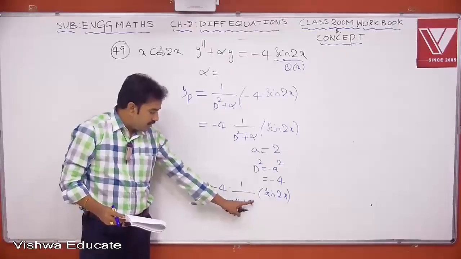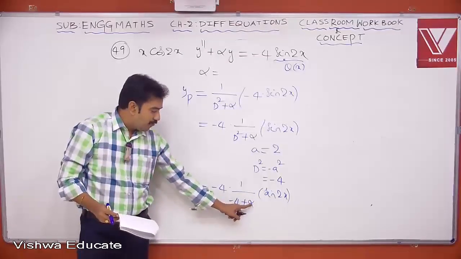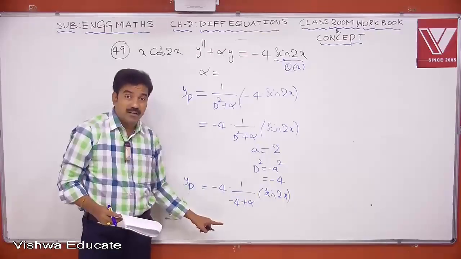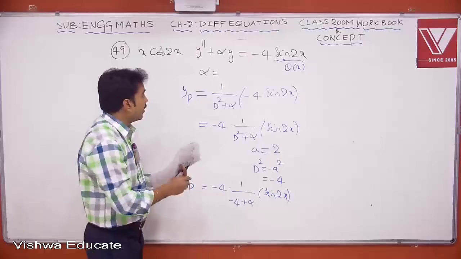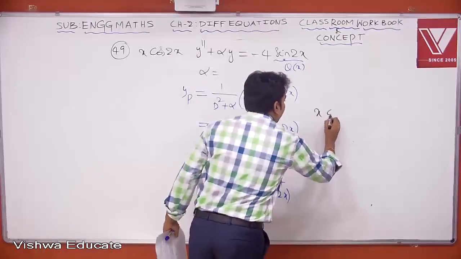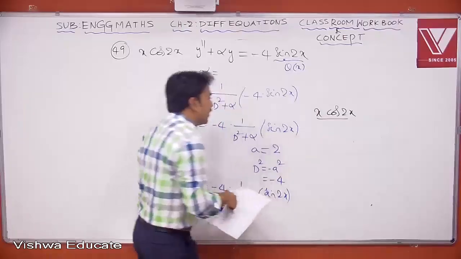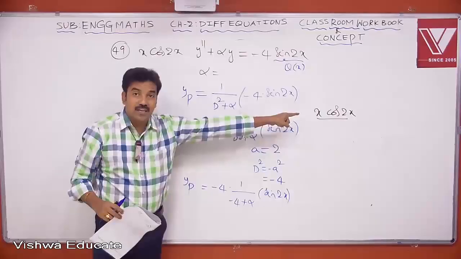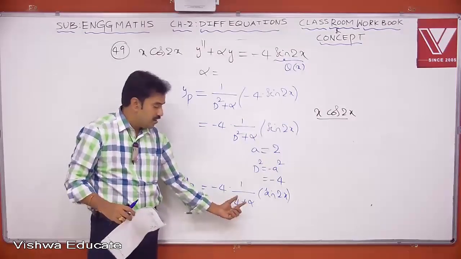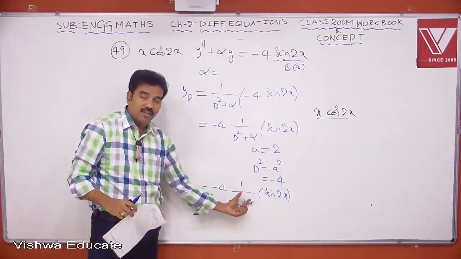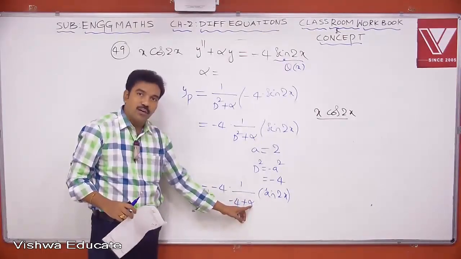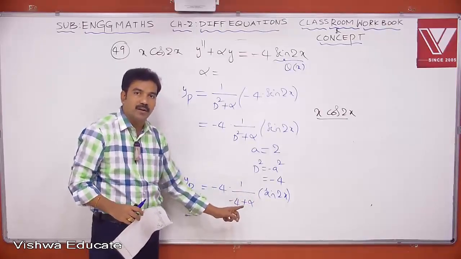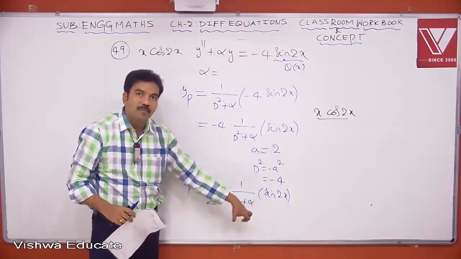Now let us see, here the denominator should not be 0. If alpha is a number which is not equal to 4, then the denominator will not be 0. In that case, I will get directly a non-zero constant, so sin 2x will be continued till the end of the particular integral. But in this case, the particular integral is given as x cos 2x, that means the particular integral is a variable multiple of the cos function. That is possible only when the denominator will be 0.